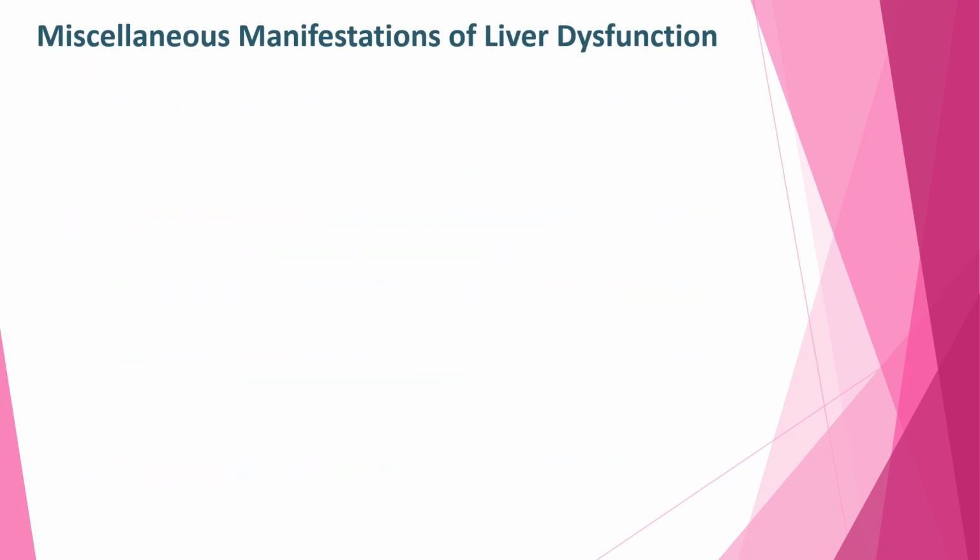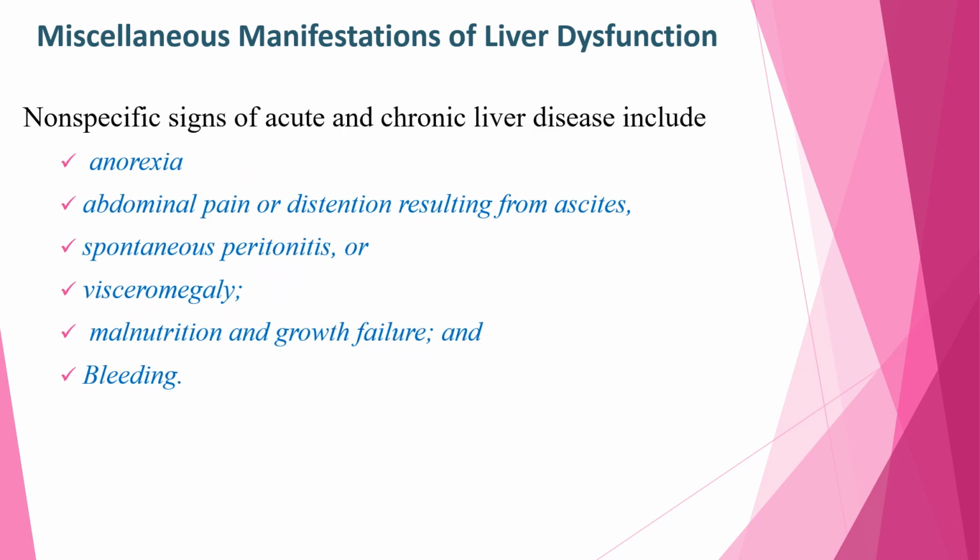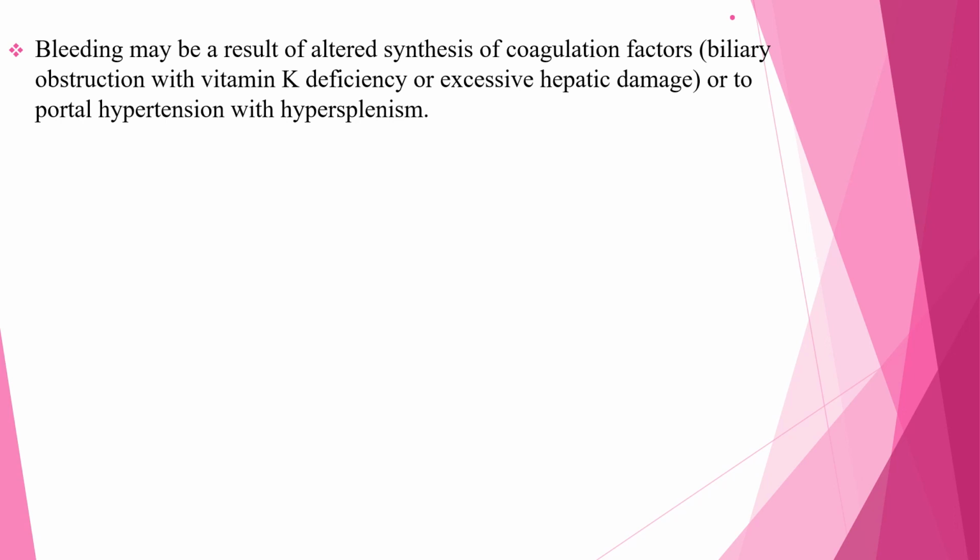When we see miscellaneous manifestations of liver disease, non-specific signs of acute and chronic liver disease include anorexia, abdominal pain or distension resulting from ascites, spontaneous peritonitis, visceromegaly, malnutrition and growth failure, and also bleeding. Bleeding might be a result of altered synthesis of coagulation factors, biliary obstruction with vitamin K deficiency or excessive hepatic damage, or portal hypertension with hypersplenism.